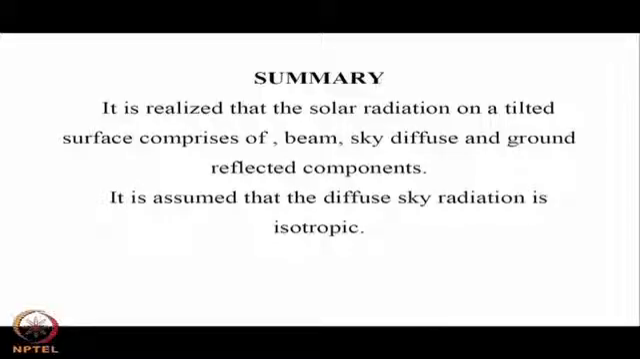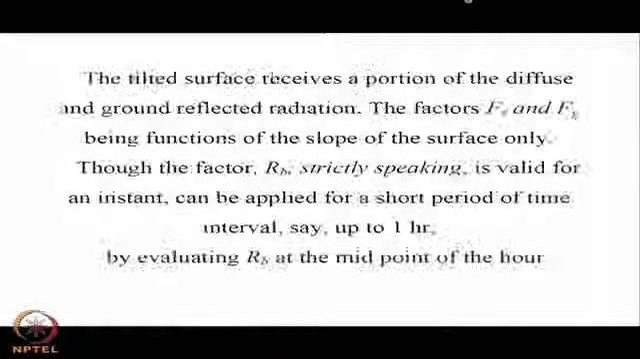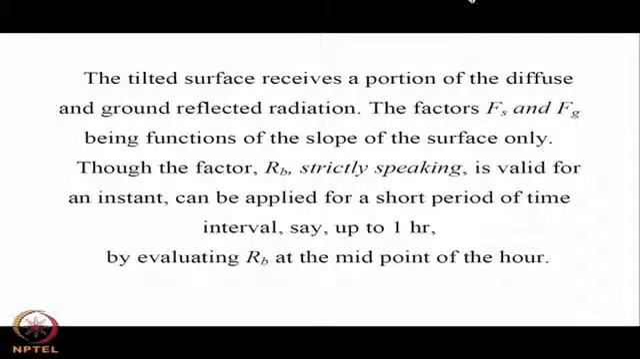So, if we summarize, solar radiation on a tilted surface comprises beam, sky diffuse and ground reflected components, and it is assumed that this sky diffuse radiation is isotropic and the tilted surface receives a portion of the sky diffuse and the ground reflected radiations. And though the R b factor is strictly to be calculated for an instant, without significant or almost zero loss of accuracy, you can calculate it at the midpoint of the hour.